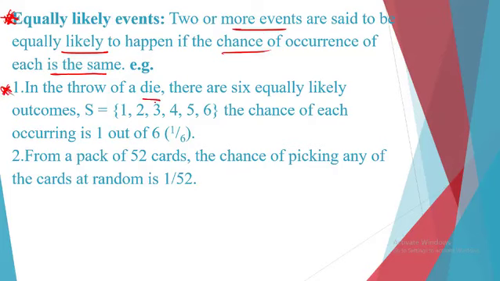In the throw of a die, we know what a die is, what we use in playing Ludo, right? The die has 6 faces, which is 1 to 6. There are 6 equally likely outcomes, which include 1, 2, 3, 4, 5, and 6. And the chance of each occurring is 1 out of 6, that is 1 over 6.